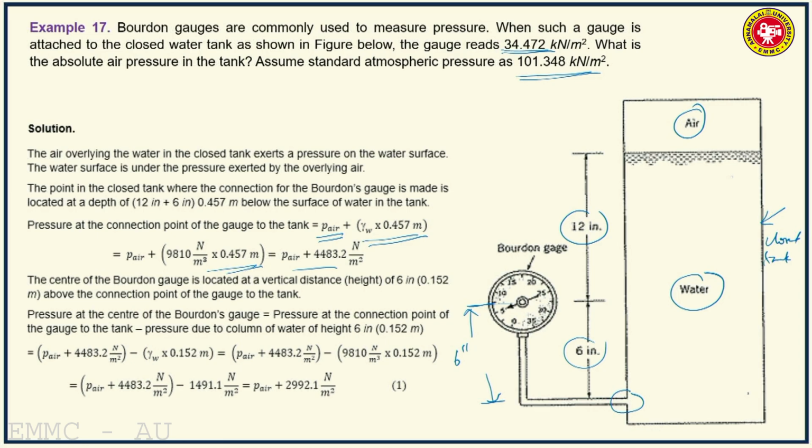So pressure at the center of the Bourdon's gauge will be pressure at the connection point of the gauge to the tank, that is this point, minus pressure due to column of water of height 6 inches. So that comes to P air plus 4483.2 Newton per meter square. So when you go up, the pressure decreases. So minus pressure due to column of water of height 6 inches, that is 0.152 meters. So minus γ_w into 0.152. So that comes to ultimately P air plus 2992.1 Newton per meter square.